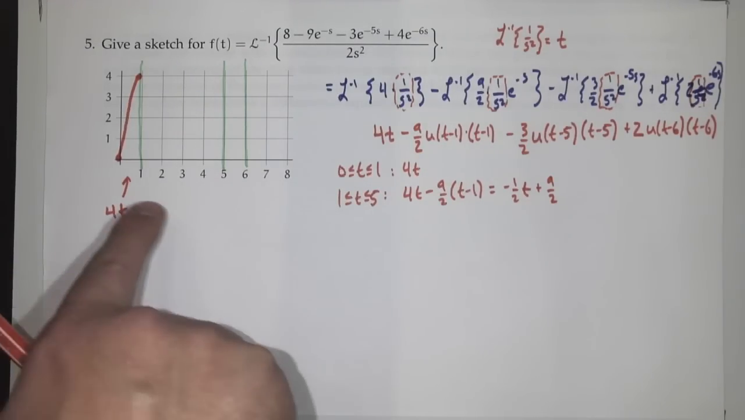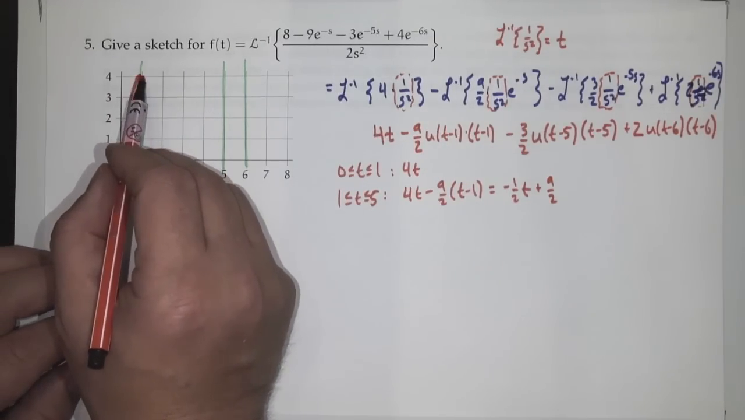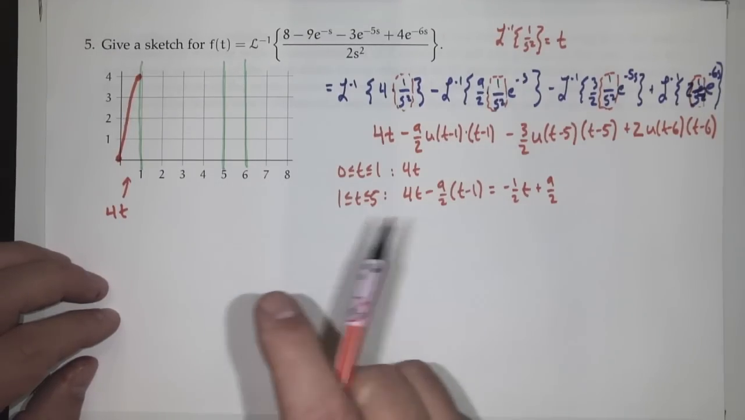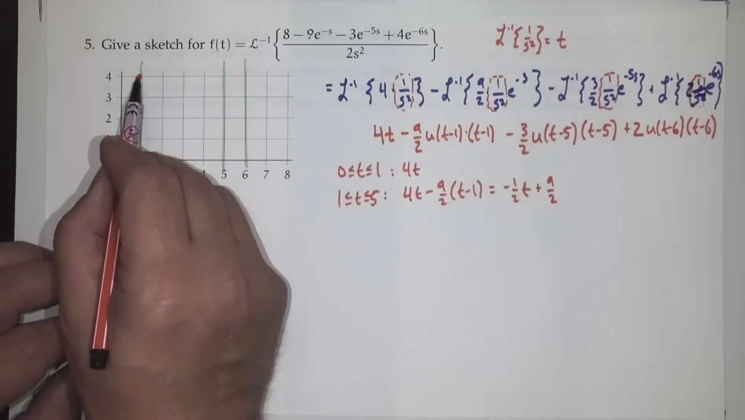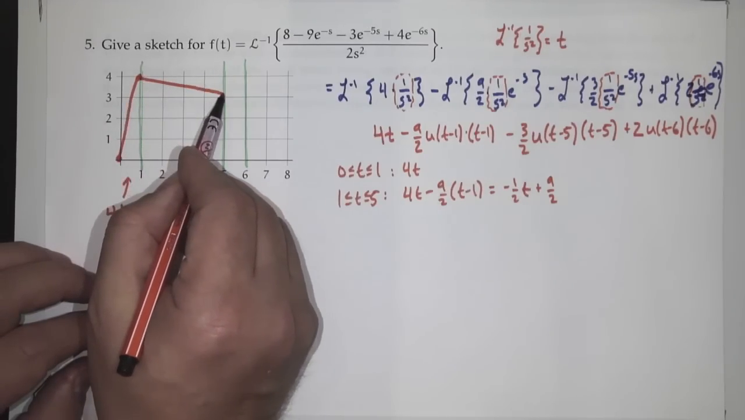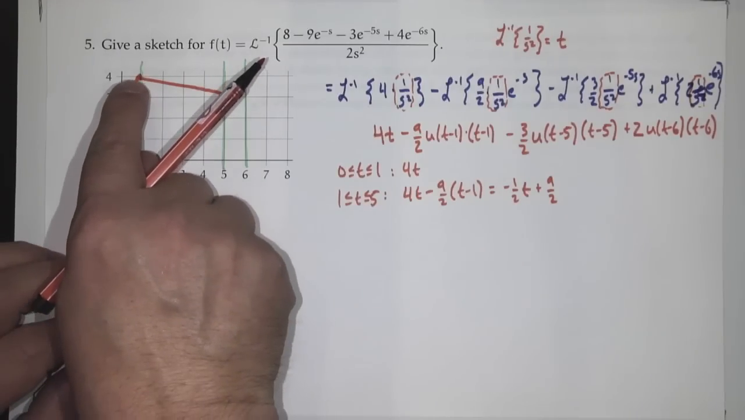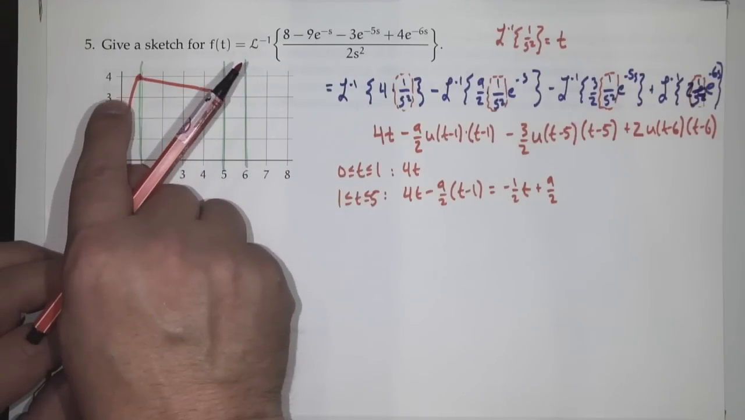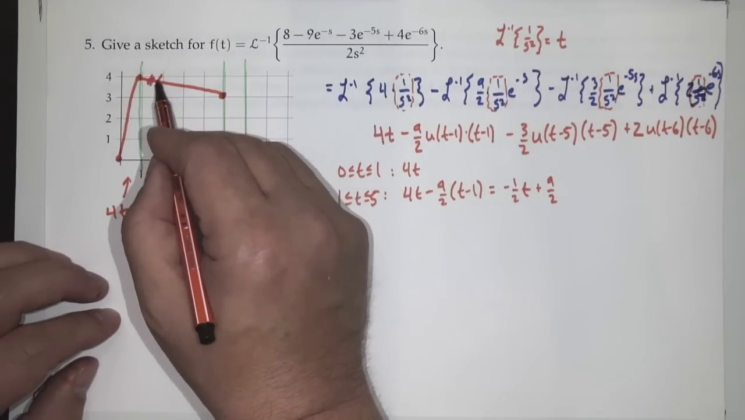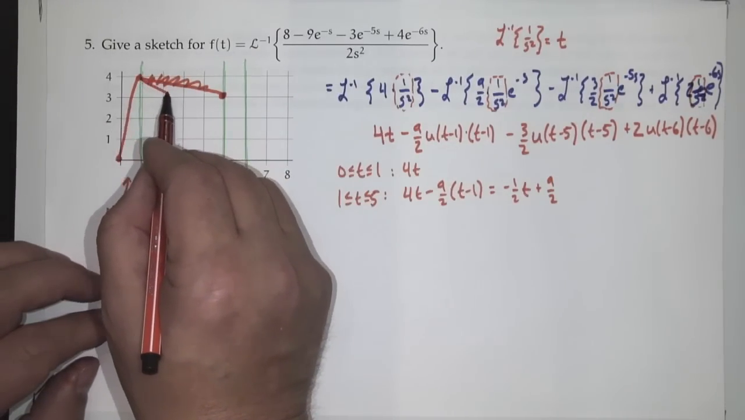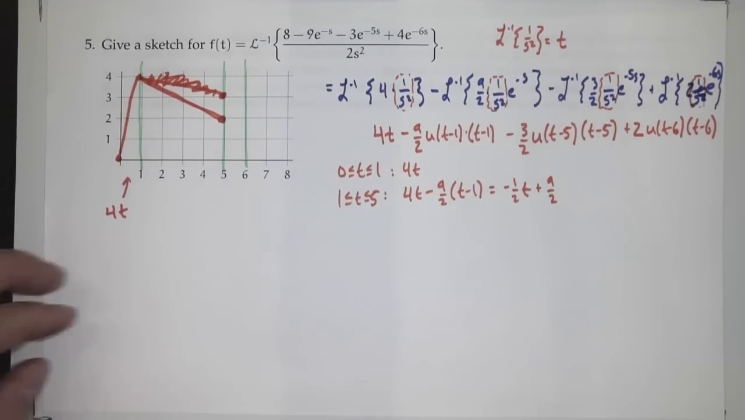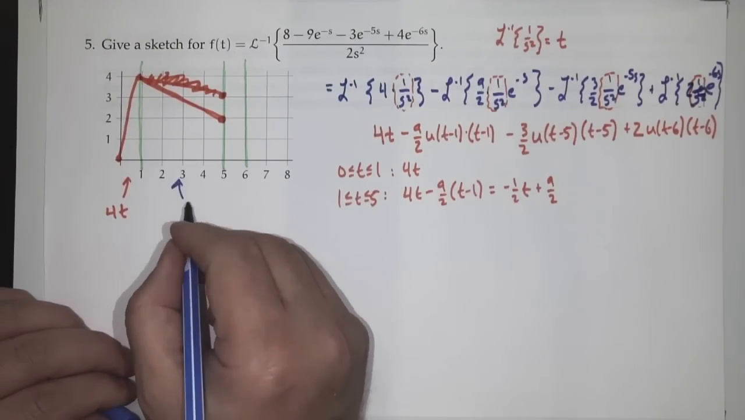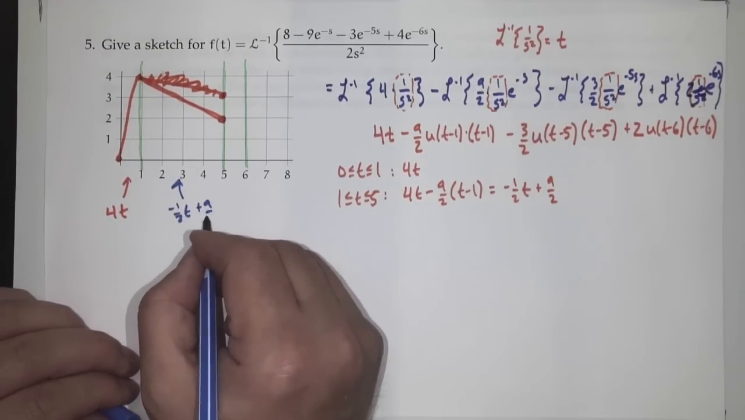Well, at t equals 1, we'll still be at 4. What's our slope now? Our slope is minus 1/2. So we're going to go, wait, what? Nope, nope. That's minus 1/4. I know how to draw minus 1/2. There we go. Minus 1/2. Okay, so this is our minus 1/2 t plus 9/2.